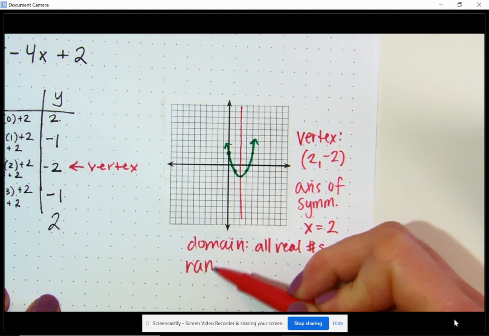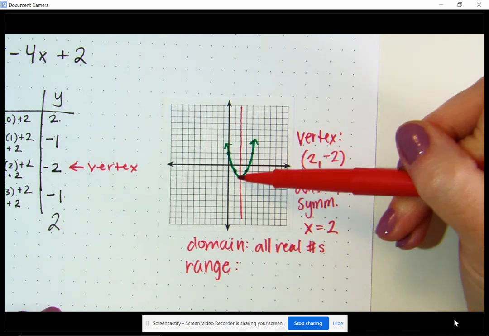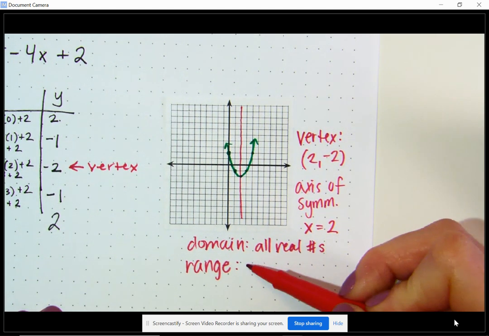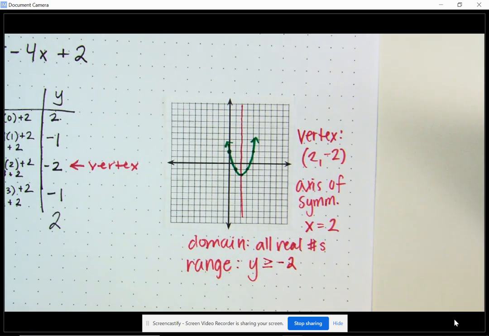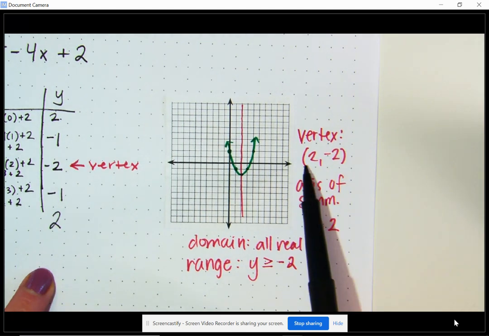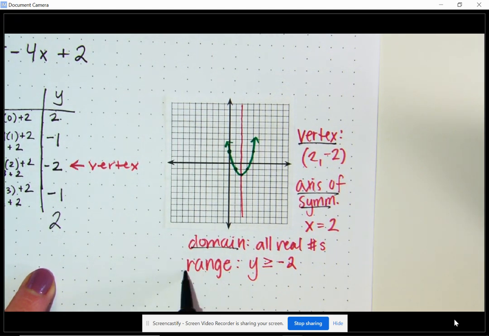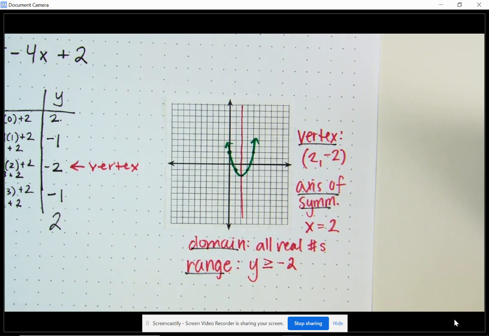My range are all of the y values that are possible. So my y values start at negative 2, and it's going to include every other y value. So y is greater than or equal to negative 2. Let me just break up the color here so that you can see all the differences. That's it. That's how you would graph from a table. Next time we'll look at using the A, the B, and the C to create the graphs.